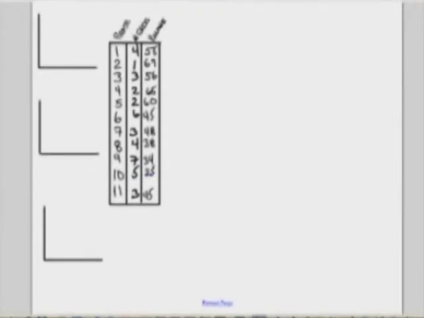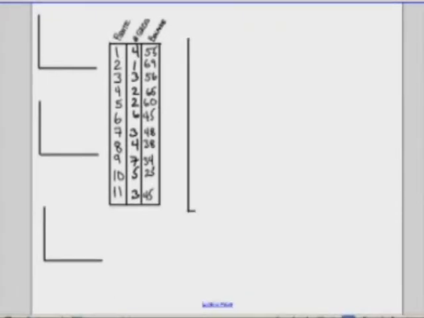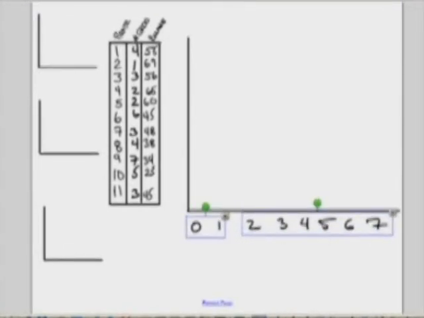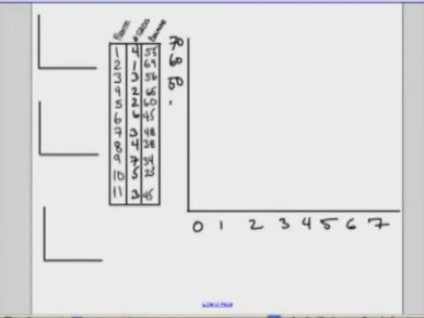And let's look at, we're going to draw a bigger one of these. 0, 1, 2, 3, 4, 5, 6, and 7. And I'm going to move this over just a tad. There we go. And then 70, 60, 50, 40, 30, 20, 10. And again, I'm going to have to move these a little bit.